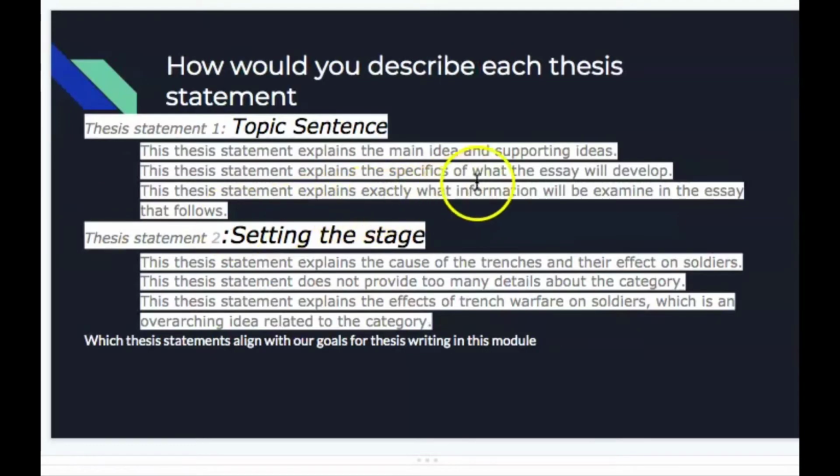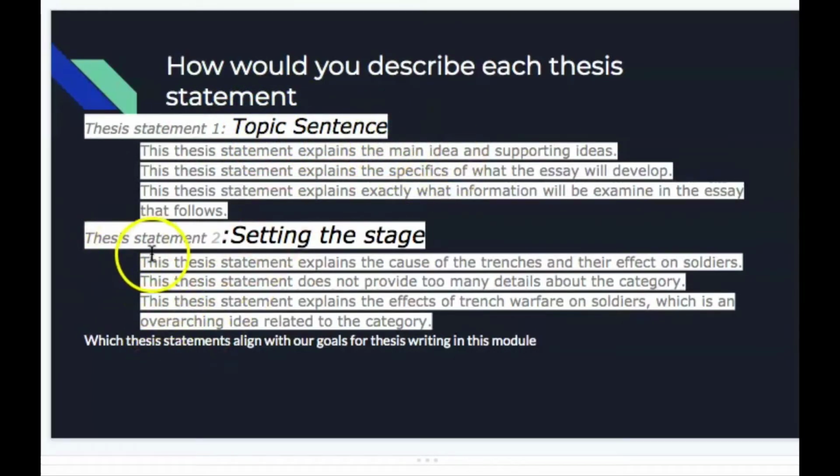So an example would be a topic sentence. This could be a form of a thesis statement. This thesis statement would explain the main idea and the supporting details that you're going to talk about more elaborately in your following paragraphs. It could explain the specifics of what the essay will talk about or develop, or it would explain exactly what information will be examined or talked about in the essay as follows. If you're going to do this type of thesis statement, you would want to tell your reader what the topic is and some key details about that or its main idea.